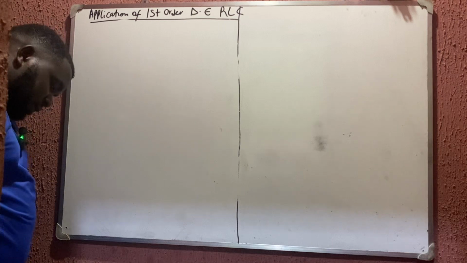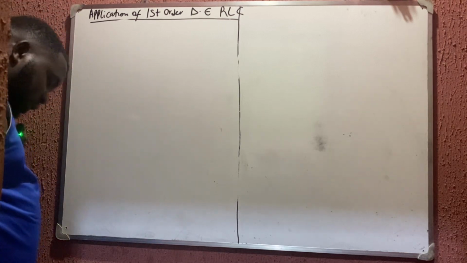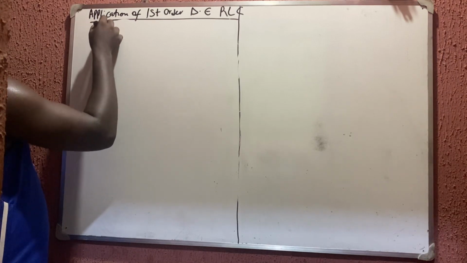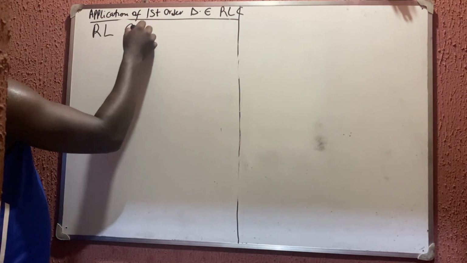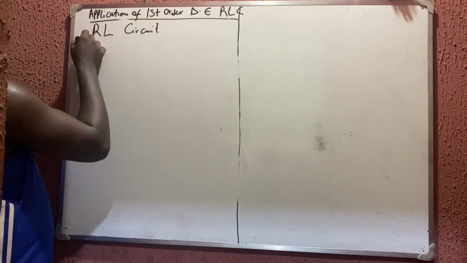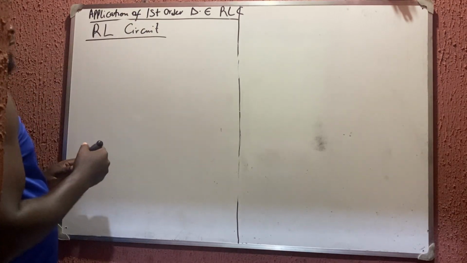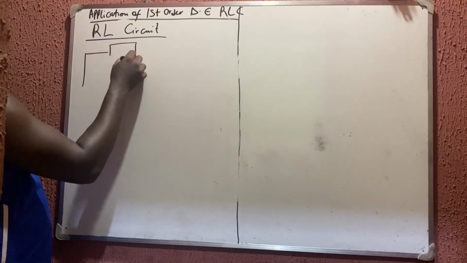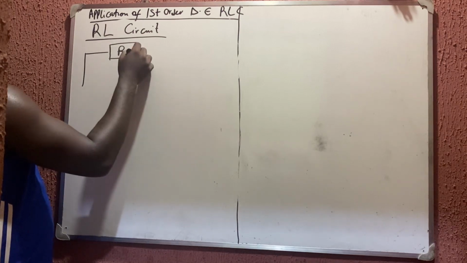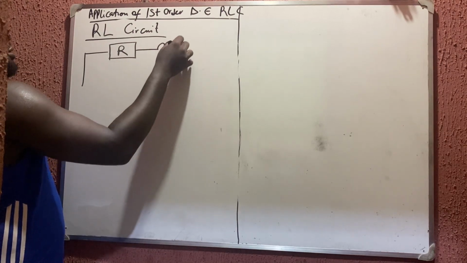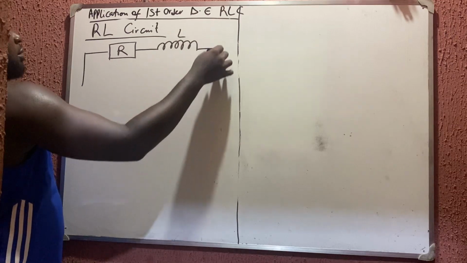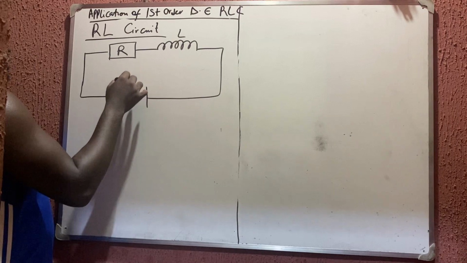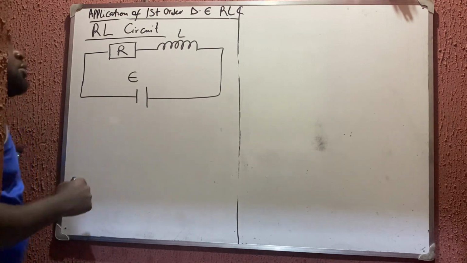The first one we'll be looking at is a circuit that contains a resistor and inductor. So we have a resistor-inductor circuit. You know that L is used to represent inductor, not I. Let me draw it. This is the resistor, and then this is the inductor, and then I now have that this is the potential difference E.